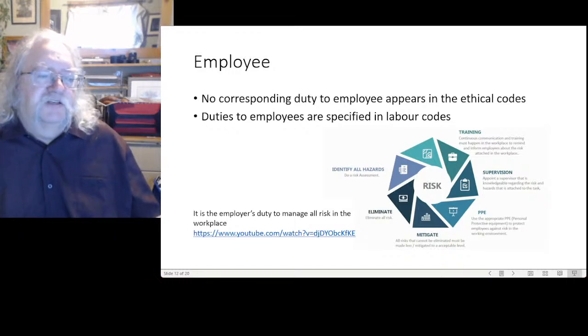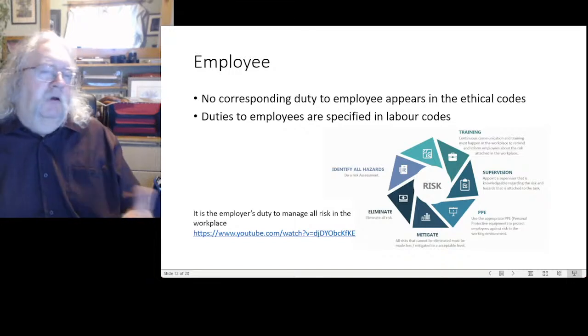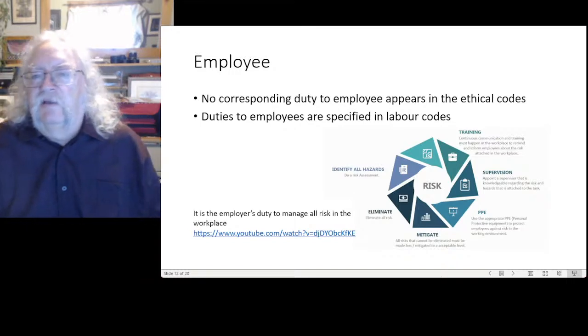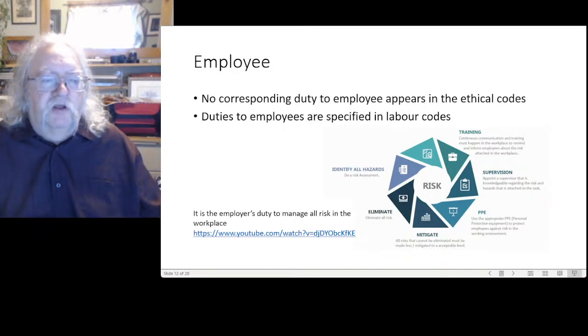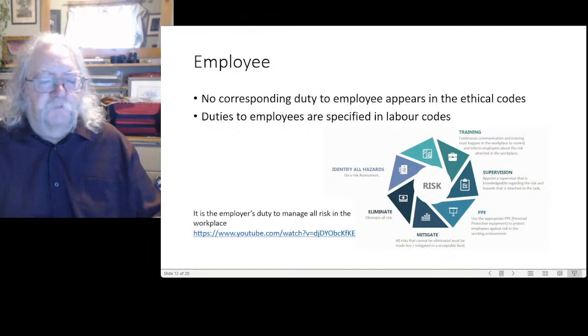Odd that this isn't in the professional codes, although that said, I only surveyed 74 of them. And it may be that there's a large number of codes out there that actually do specify this sort of obligation on the part of professionals.